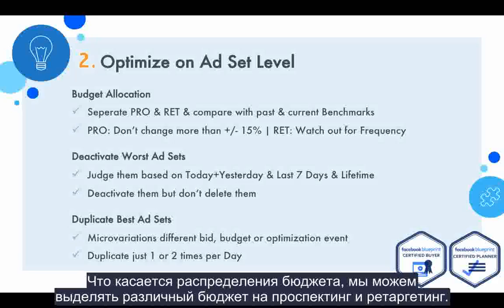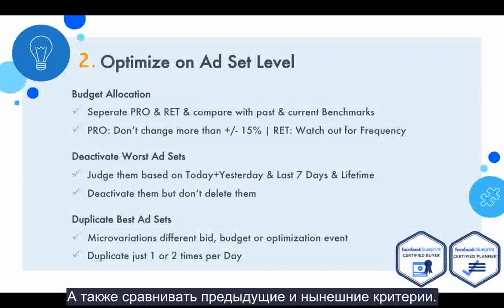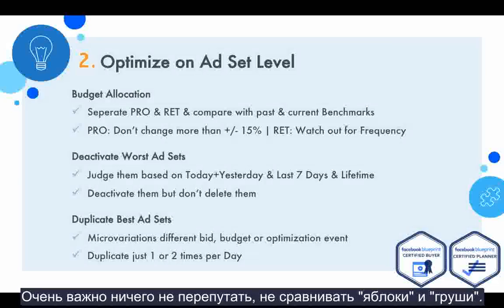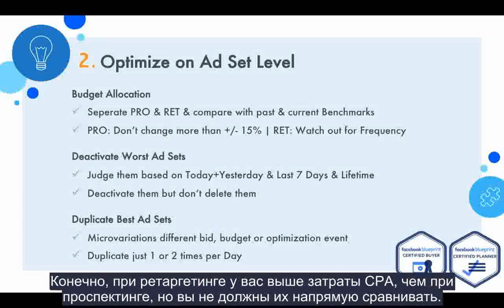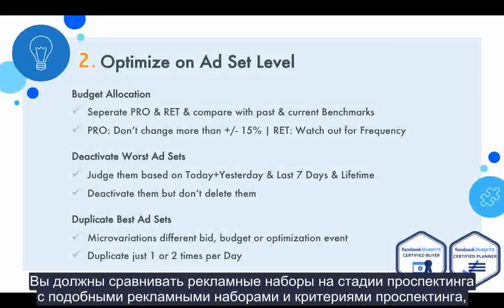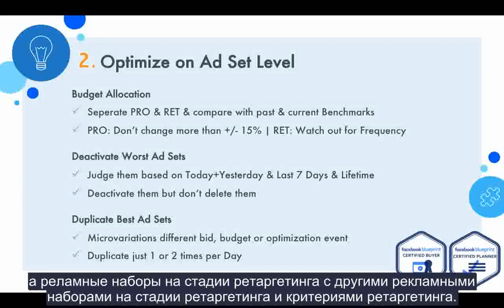For allocating the budget, we could separate between prospecting and retargeting and compare the past and current benchmarks. So it's very important that you do not mess up, that you do not compare apples and pears. So for example, the KPIs for prospecting, you should not compare with your KPIs for the retargeting ad sets, okay? So of course in the retargeting ad sets you have a lower cost per acquisition, higher ROAS than in prospecting, but you should not compare them directly. You should rather compare prospecting ad sets with prospecting ad sets and the prospecting benchmark, and the retargeting ad sets with the retargeting ad sets and the retargeting benchmarks, okay?